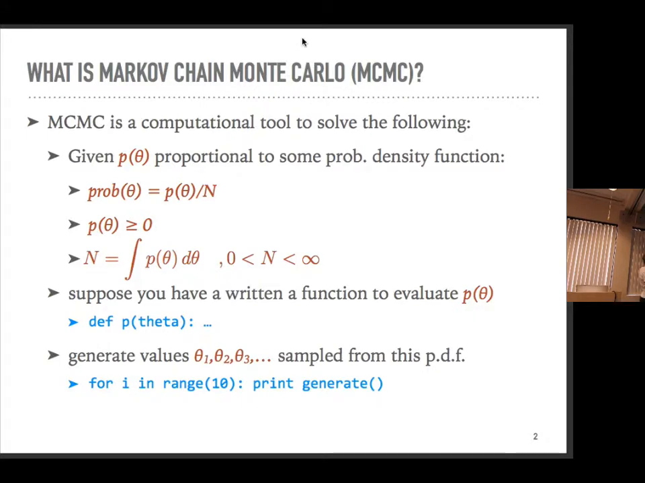So let's suppose you've already written a piece of Python that, when you plug in theta, which might be an array or just a value, returns that function p. It always has to be greater than or equal to 0, but otherwise it doesn't have to be normalized.